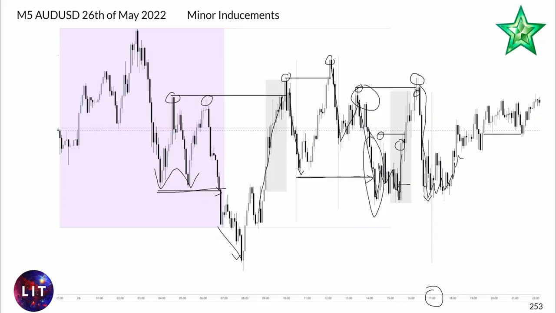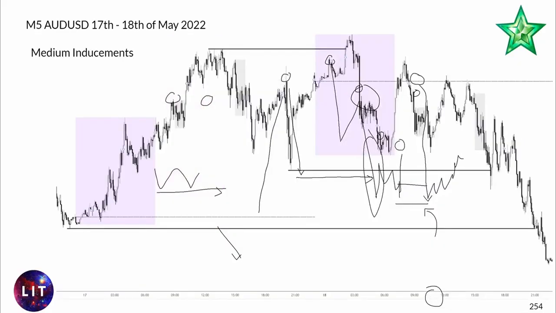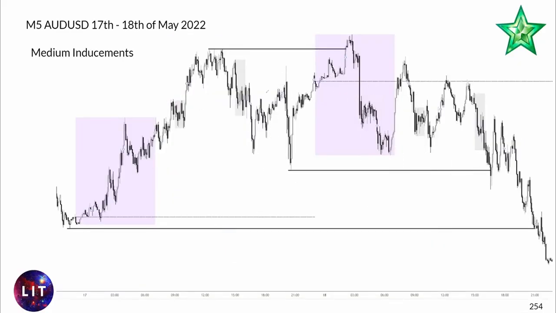This is actually something that we will look into later. There's a reason for this. Okay, next one, we're going to go over some medium inducements.